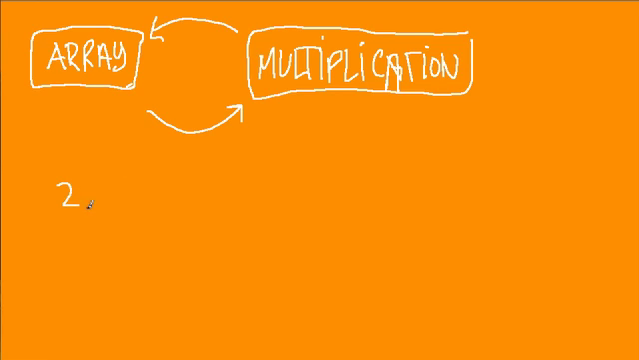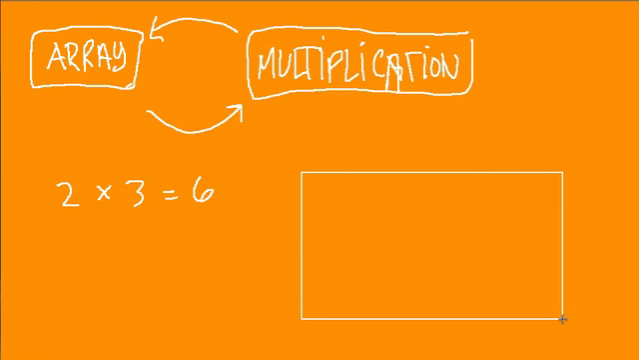You might be familiar with arrays for equations like this. 2 times 3, what does that equal? Well, we know it equals 6, but an array can show us that. We can go down 2 feet this way and across maybe 3 feet that way and show 2 by 3. 2 feet by 3 feet. That's 6 feet.